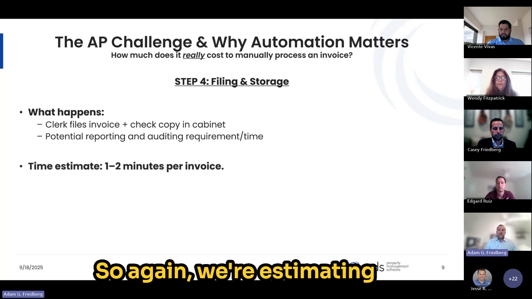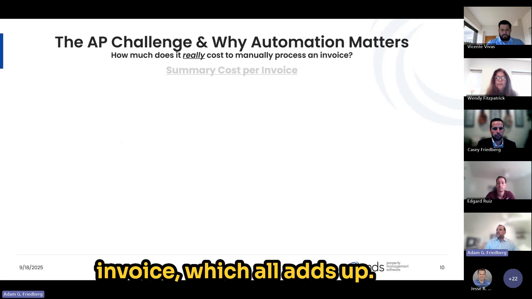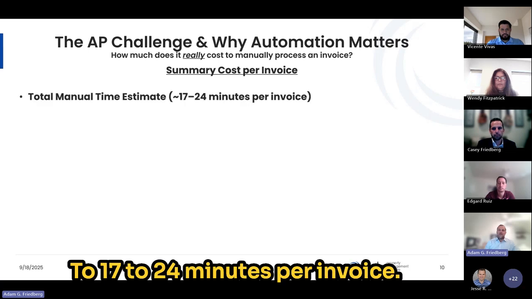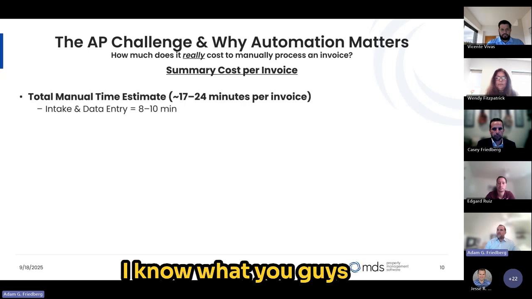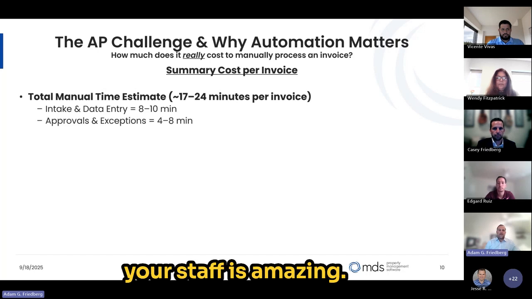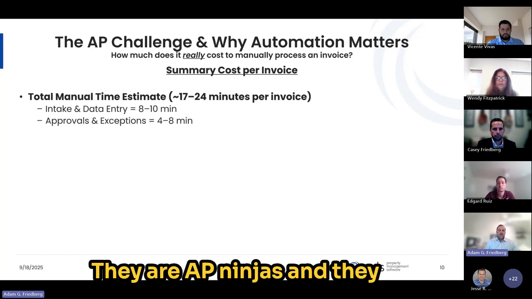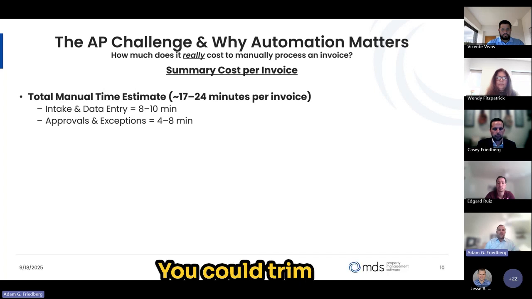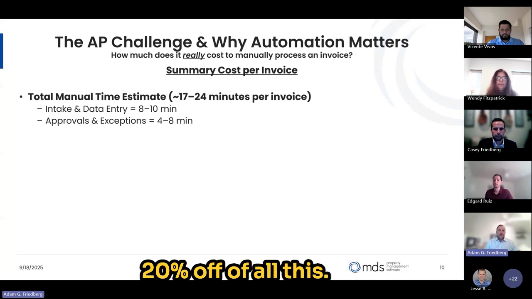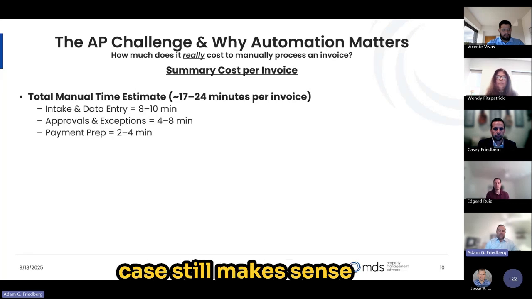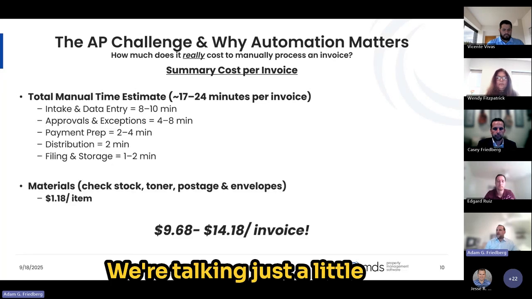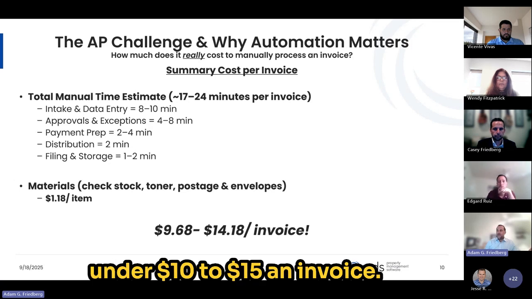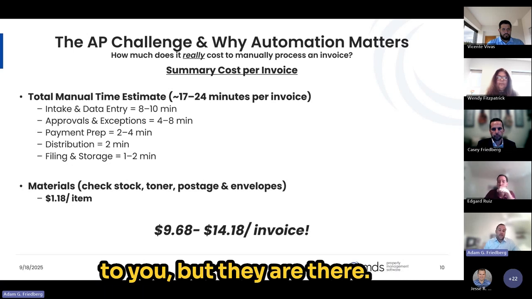So again, we're estimating 1 to 2 minutes per invoice, which all adds up to 17 to 24 minutes per invoice. I know what you guys are thinking, that your staff is amazing. They are AP ninjas, and they do it faster than anybody. You could trim 20% off of all this, and the business case still makes sense for automating this. We're talking just a little under $10 to $15 an invoice. A lot of these costs are hidden to you, but they are there.